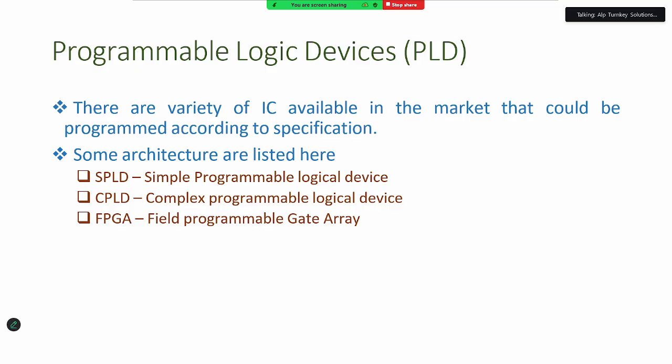And programmable logic devices means you have simple programmable logic devices, complex programmable logic devices, and FPGA. What is the difference? In CPLDs, PROM will be there, which means when you are programming, it will be permanently stored and will not be erased. And in FPGA you are using SRAM technology. SRAM means it is volatile, so whenever the power is gone, all the programs will be erased.